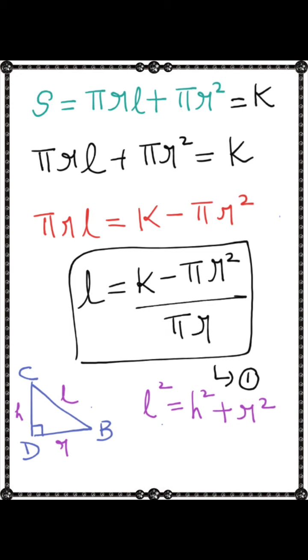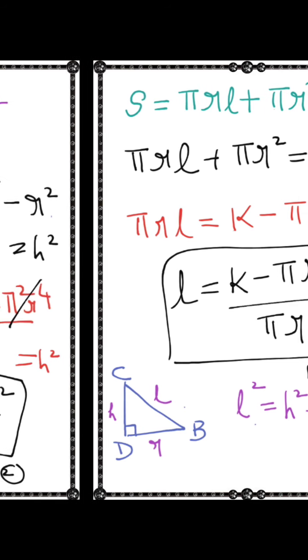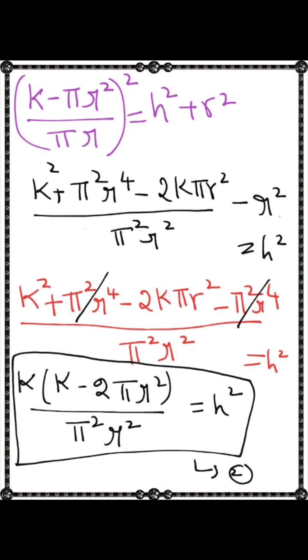Among them, whichever two quantities we know, we keep aside to find the unknown value. As we have already found the l value here, substitute it, and remember it is l square. I haven't taken the square root, I just substituted directly and squared it.